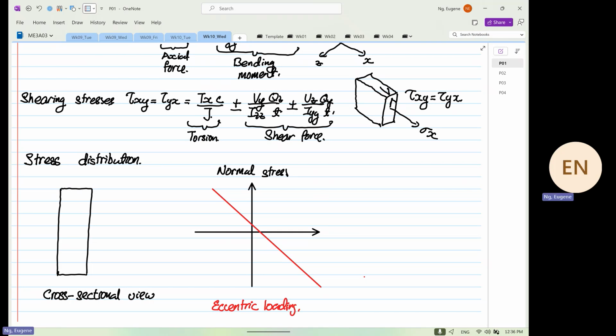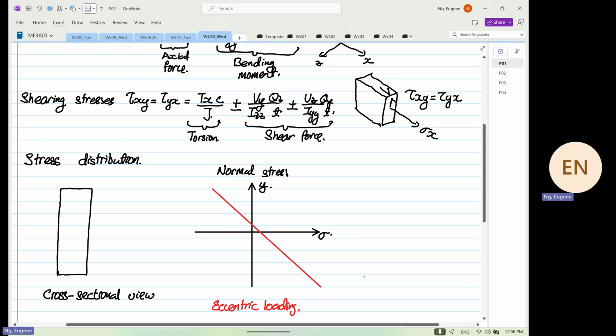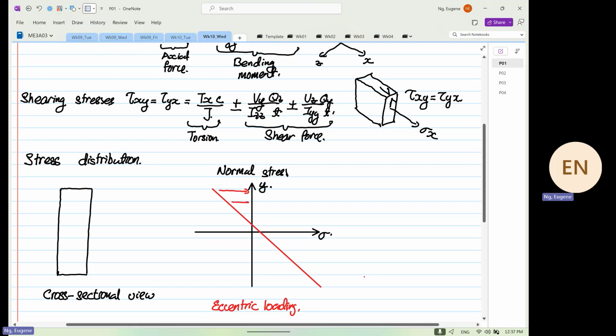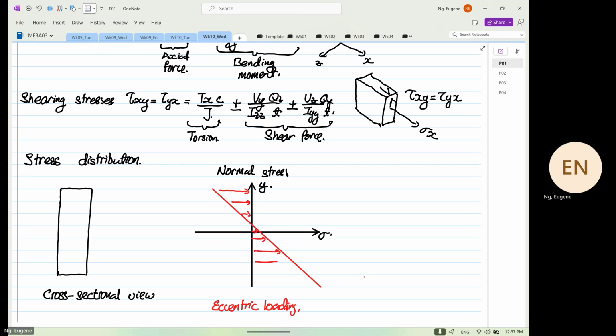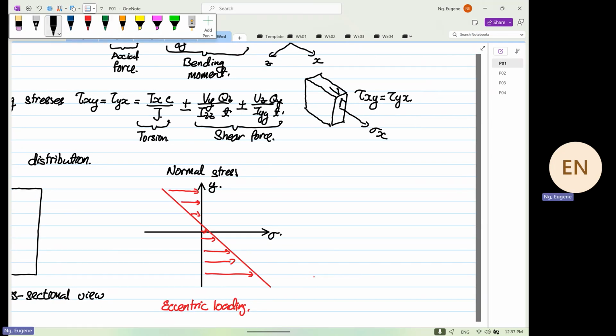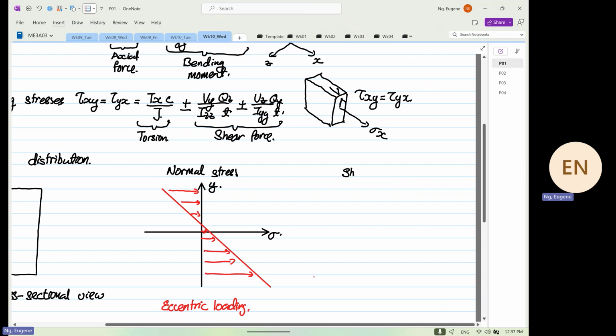Okay. Why eccentric loading? Because the neutral axis has been shifted. Over here, this is our normal stress, and this is our y distance. Okay, so what you can see is you have stresses distributing this way. Okay, that is a classical distribution of what? Normal stresses.